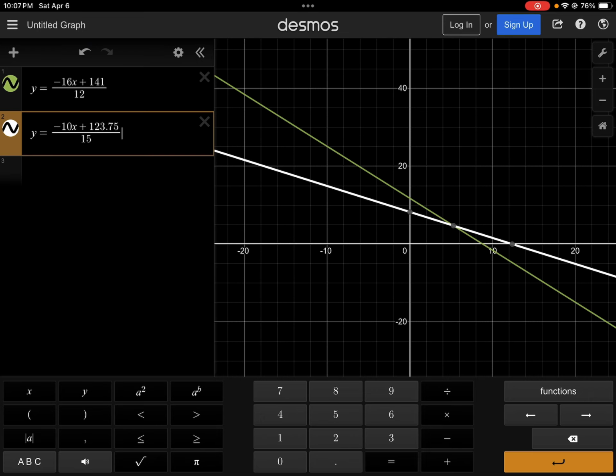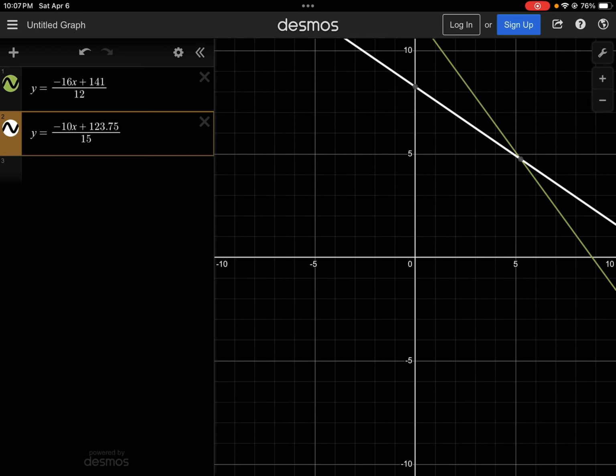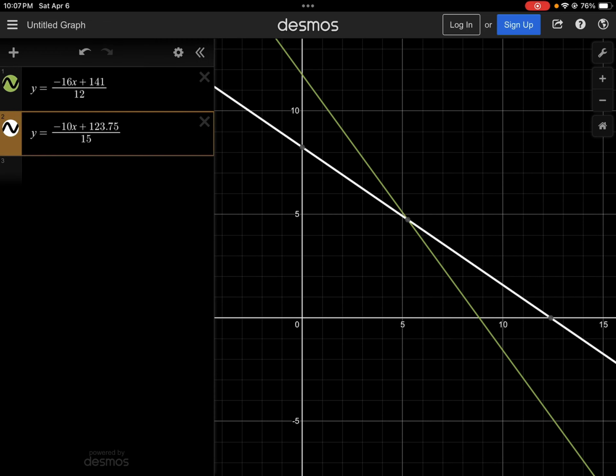I need the intersection. It looks like the intersection is right here. That's the solution to this system. But which one do I need now? Do I need the x or the y? Well, x is the morning distance and y is the afternoon distance. If I need the morning distance, it's 5.25. The afternoon distance is 4.75.